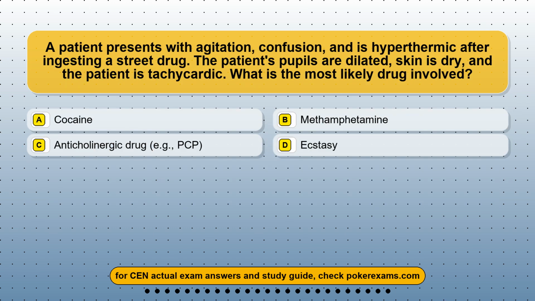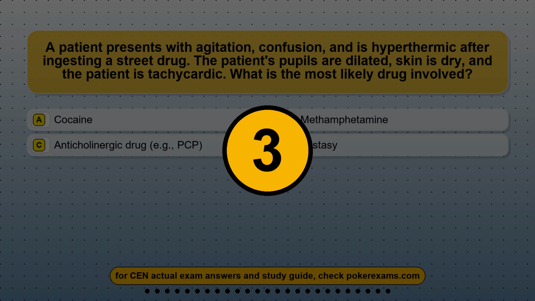Question 22. A patient presents with agitation, confusion, and is hyperthermic after ingesting a street drug. The patient's pupils are dilated, skin is dry, and the patient is tachycardic. What is the most likely drug involved? Option A, cocaine. Option B, methamphetamine. Option C, anticholinergic drug, example PCP. Option D, ecstasy.